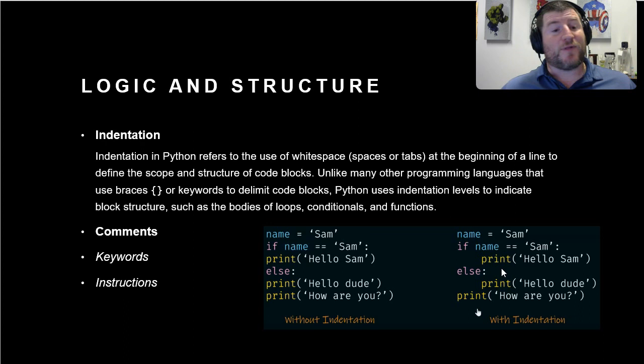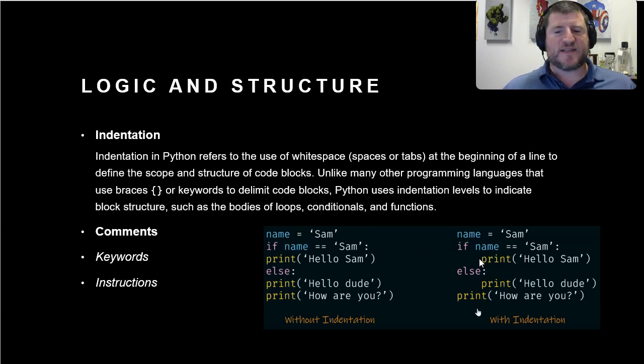Because in C++, the structure of it doesn't matter as long as you have the brackets or the braces in the right place. Python, the structure has to be exact or you're going to get an error. It's not going to run. So normally you could write it something like this, and this has no indentation. Name equals Sam, if name equals Sam, print hello Sam, else print hello dude, print how are you. This is all the correct stuff, but it's not in the right format, so Python will not be able to process it correctly.